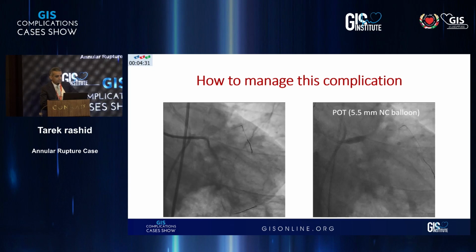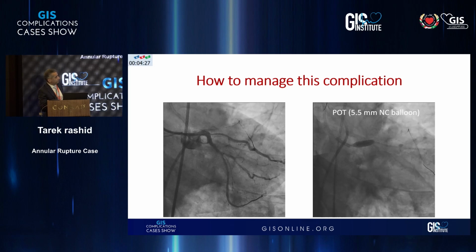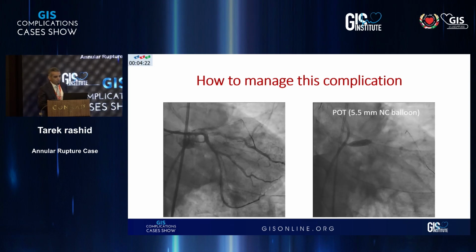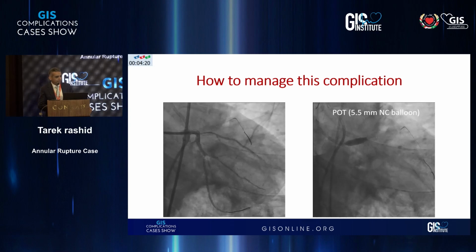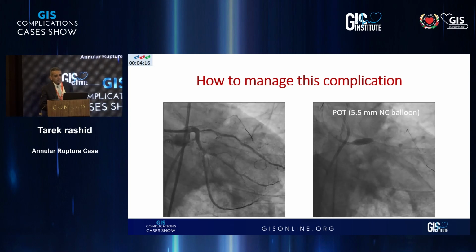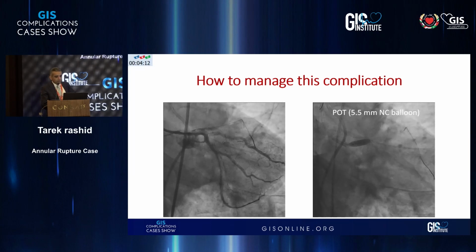to secure this dissection. You can appreciate that, of course, there is an extension of the hematoma into the branches or the section, but already I closed the door from the beginning, and this is a large balloon, a 5.5 NC balloon, to put this stent.